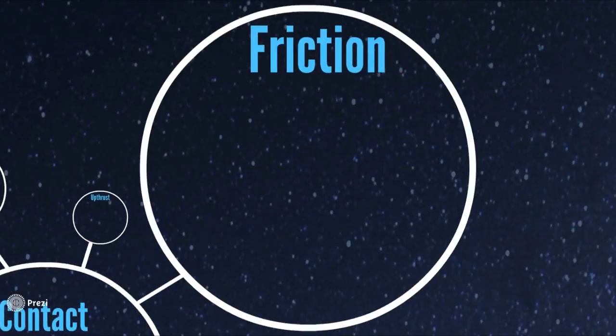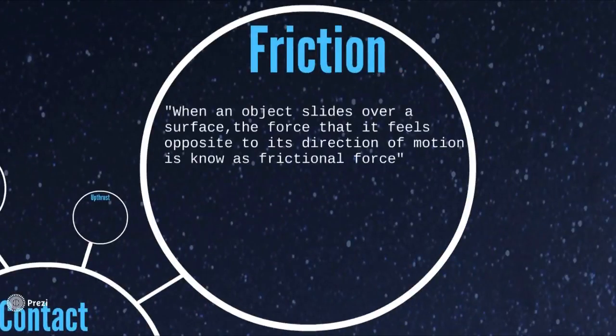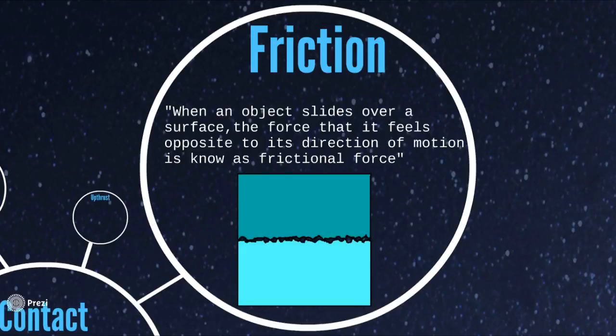So now let's talk about friction force. When an object slides over a surface, the force that it feels opposite to its direction of motion is known as frictional force. This happens due to the roughness of the surface.